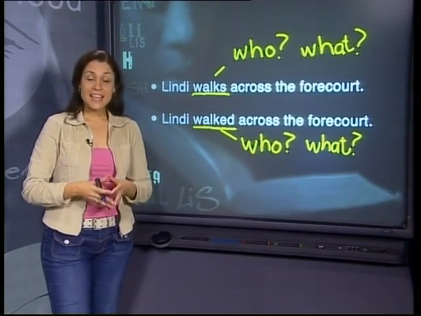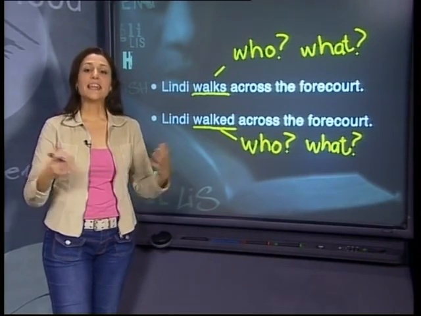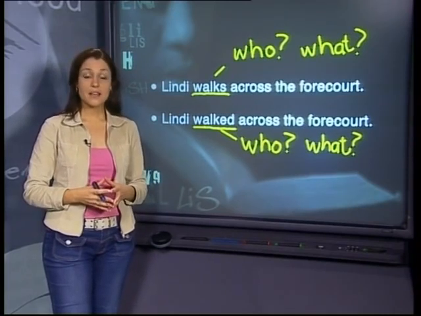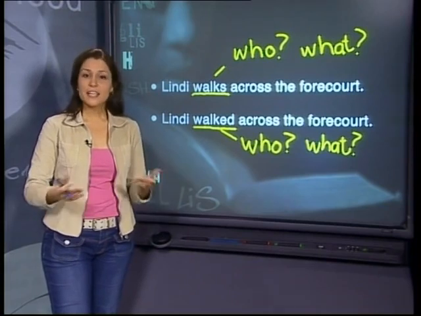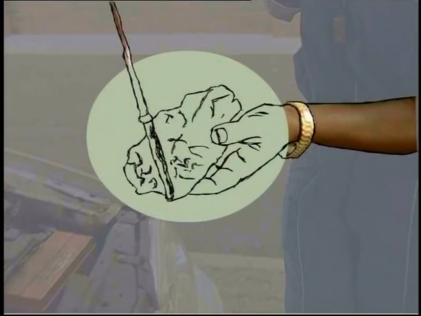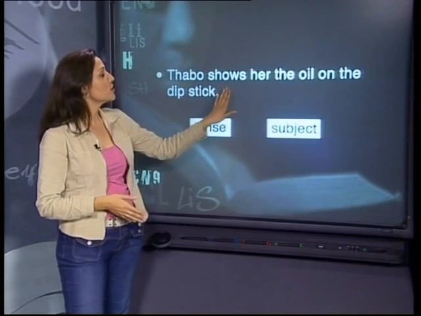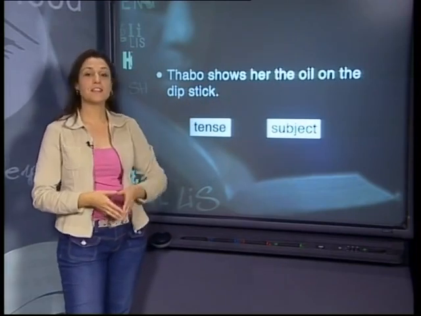Let's look at these next examples and see if we can identify the finite verbs and explain why they are finite. I like to use a checkbox. It may help you too. Tabu shows her the oil on the dipstick. First, let's examine the sentence, Tabu shows her the oil on the dipstick.